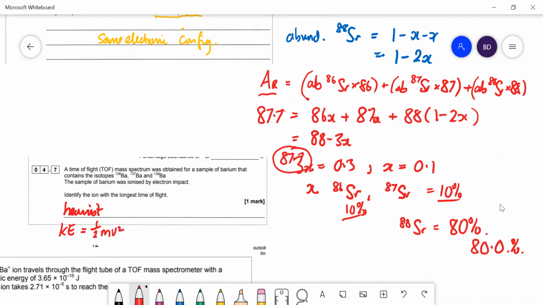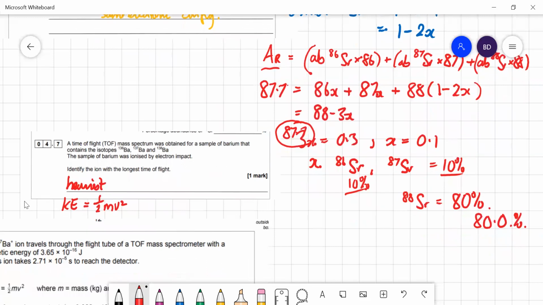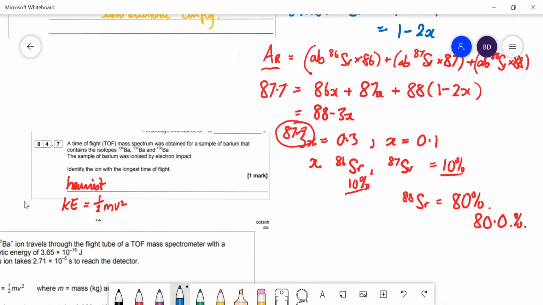So that means if m is big, if you've got a heavy one, that means v squared has got to be small, so v's got to be small. So that means it's going to take longer to travel down the tube. That's the logic anyway. So the ion, don't forget here, so don't just write down 138. They won't give you the mark for that. You've got to write the ion, which is when it's lost one electron, so it's that single positive, 138 Ba plus.